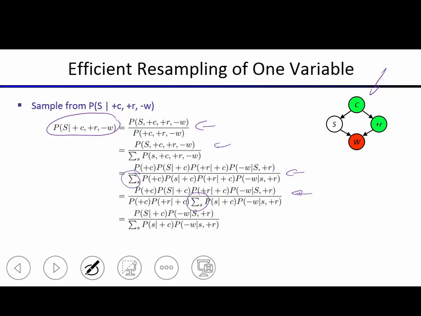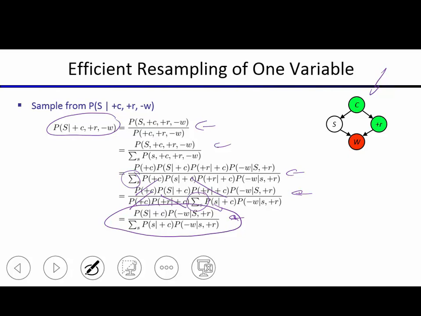And now let's look at what we can simplify. There is a P of plus C that cancels out. Anything else that cancels out? Let's see. We have plus R given plus C and plus R given plus C. Those cancel out. And we're left with this expression over here. So what we see here is that we have an expression for the conditional of S given plus C, plus R, negative W.